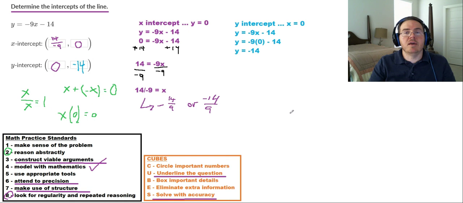And that concludes our demo today of how to find intercepts on graphs and how to calculate intercepts from function equations.